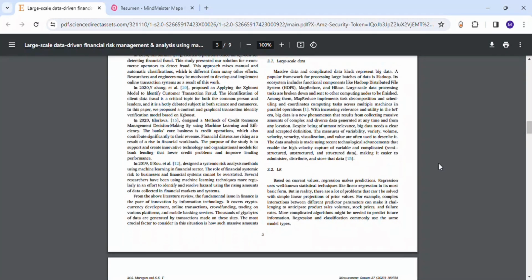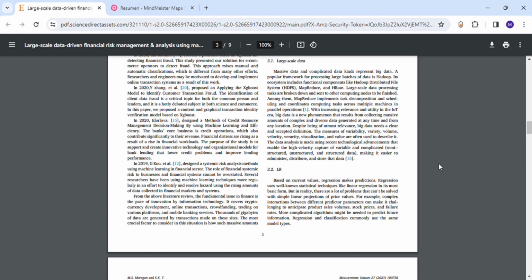3.2. Based on current values, regression makes predictions. Regression uses well-known statistical techniques like linear regression in its most basic form, but in reality there are a lot of problems that can be solved with simple linear projections of prior values.